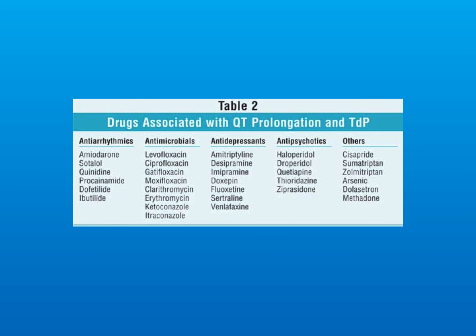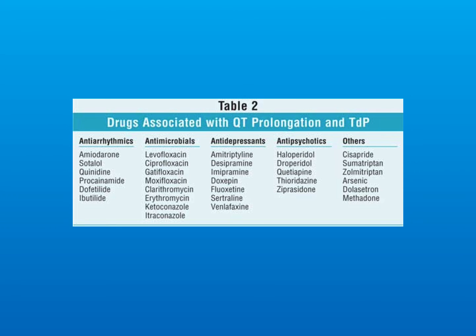Some of the acquired causes would be medications and also electrolyte abnormalities. So electrolytes, we're thinking low potassium, low calcium, low magnesium. And medications, we'd be thinking antipsychotics, antiarrhythmics, antibiotics, etc.